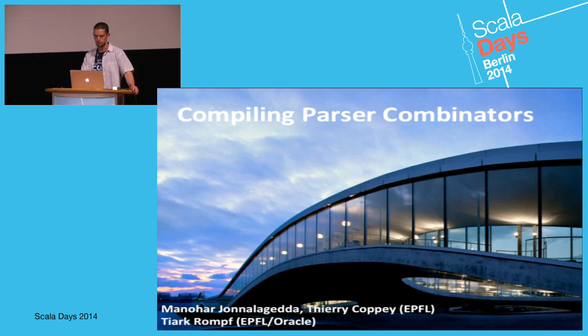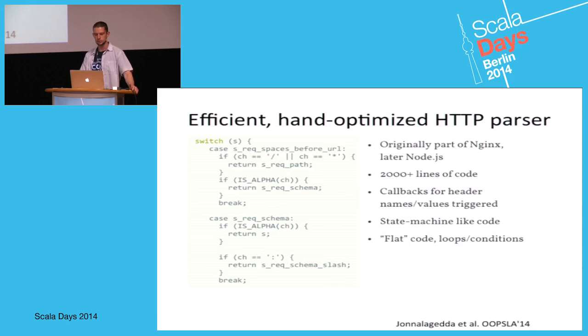He's the main author. So again, the story is, if you look at efficient hand-optimized protocol parsing code, it looks like this. This is taken from Nginx. It's part of the HTTP parser, and it's more than 2,000 lines of low-level optimized C code, which implements this manually optimized state machine here.